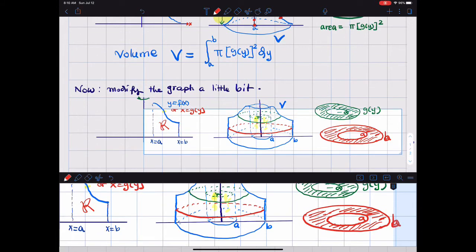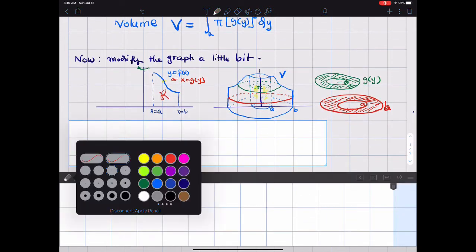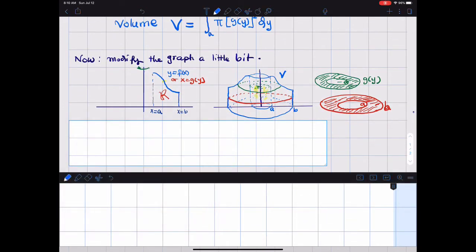But in this case, if you try doing the disk or the washer method here, you might end up with two different disks depending on where you take your cross section. But for the method to work, the disks have to be the same. The mathematical formulation of the area of the disk has to be the same. It doesn't matter where you take your cross section from. Now we have a cure for this. The cure is the shell method.